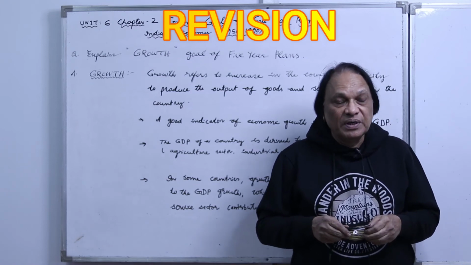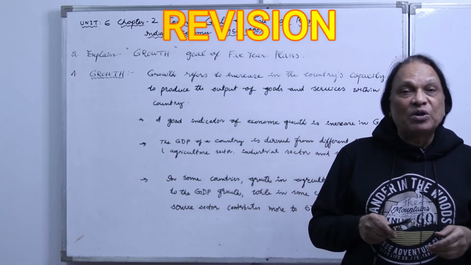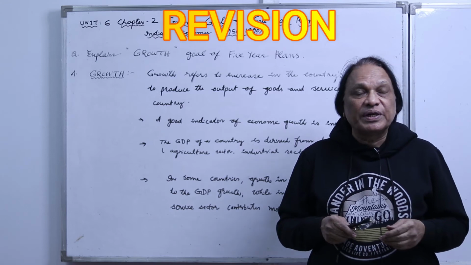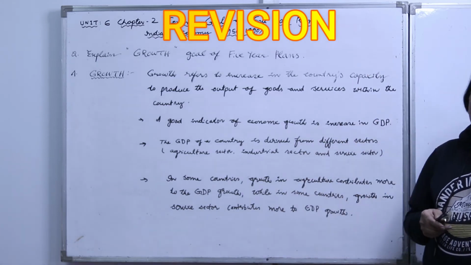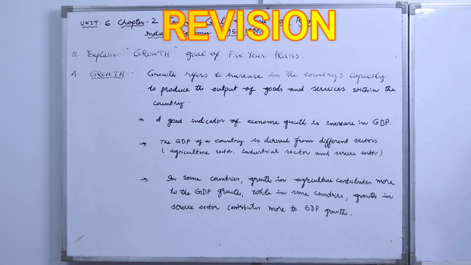That is GDP. GDP is defined as the gross money value of all final goods and services produced in an economy in an accounting year. In some countries, the GDP may go up because of an increase in agriculture. In some countries, the GDP may go up because of an increase in the service sector. In some countries, the increase is in the industrial sector. It is immaterial which sector is contributing to the growth, but the economy should grow.